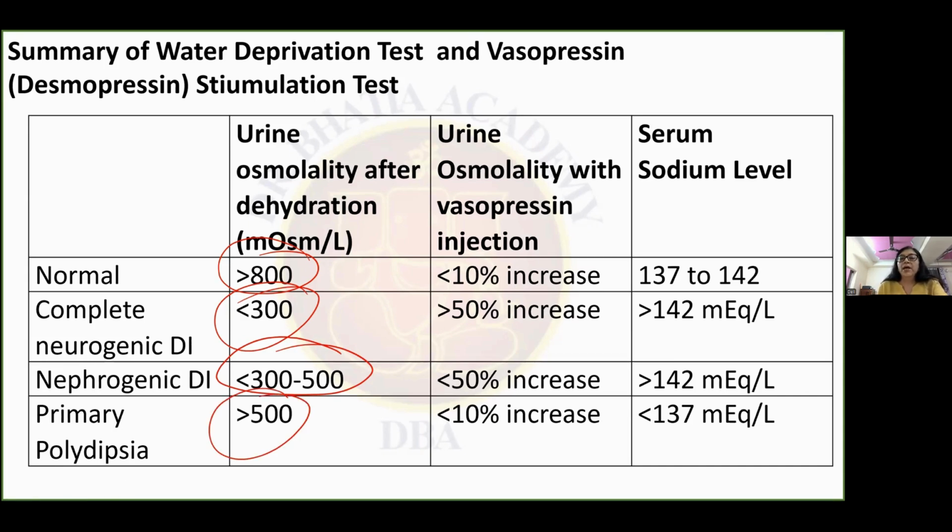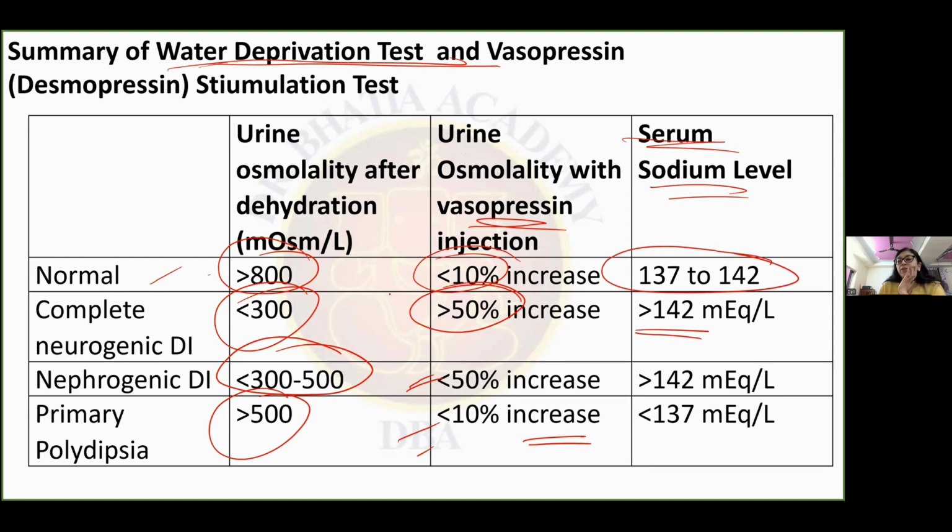Now, this is a water deprivation test. Once you give vasopressin injection, in case of a normal person, the urine output will still be decreased. In case of neurogenic DI, the urine osmolality will increase by 50%. In nephrogenic DI, it will not respond, whereas in primary polydipsia, the osmolality will increase by less than 10%. Serum sodium levels, there is hypernatremia.